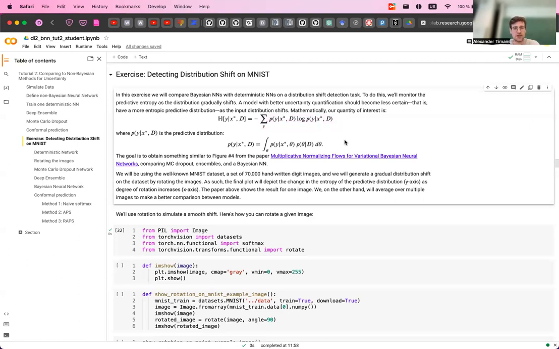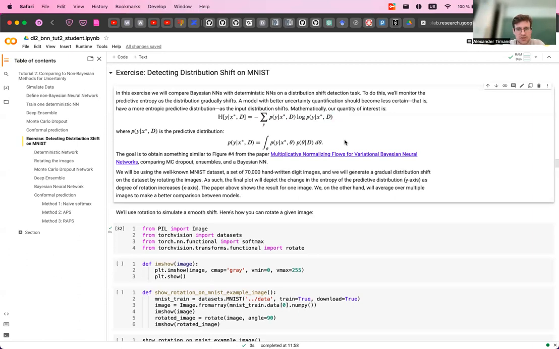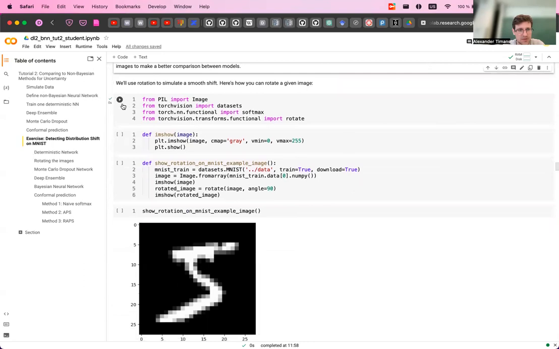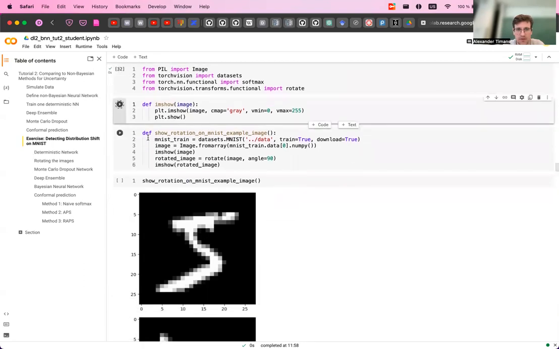So we'll use entropy, and essentially we will start rotating MNIST digits, and have our model predict the rotated images at different rotation angles, and we'll measure the uncertainty as measured by entropy. First I'll do the whole setup here, so just bear with me.